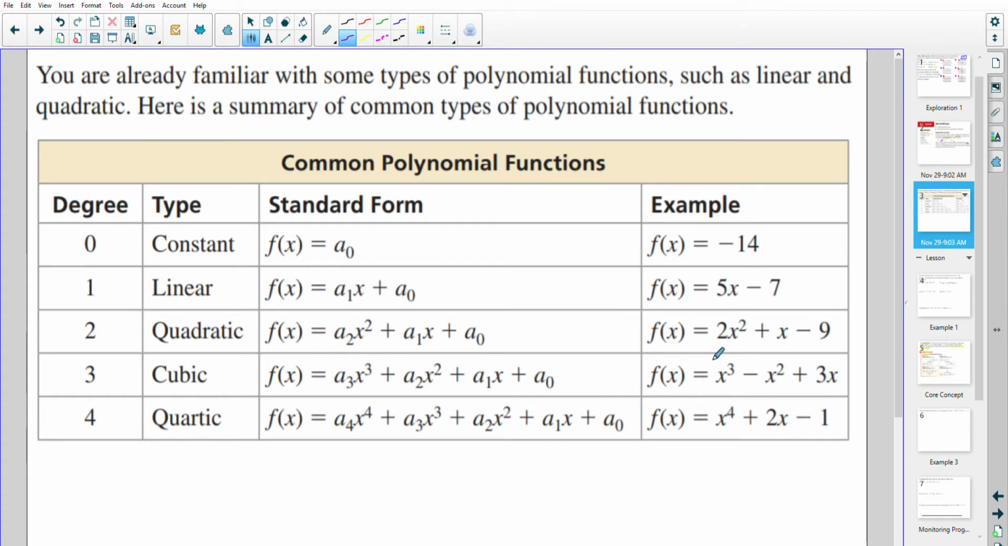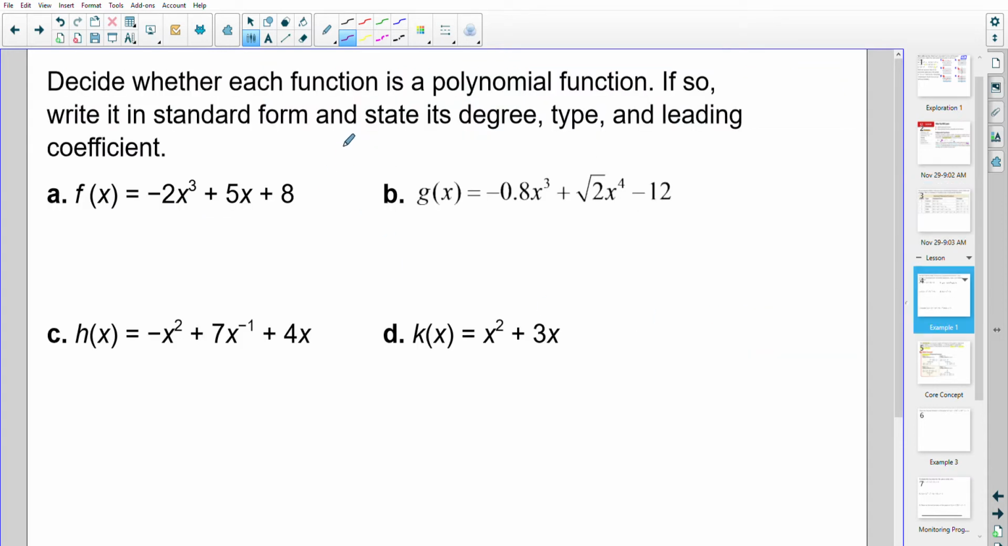So these are all common polynomials. Notice you have a constant, linear, quadratic, cubic, and quartic. You need to know the names of those. Decide whether each is a polynomial function. So are all the coefficients real numbers? Yes. Are the degrees whole numbers? Yes. So this is going to be yes.